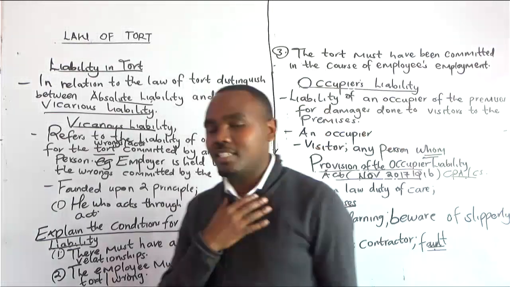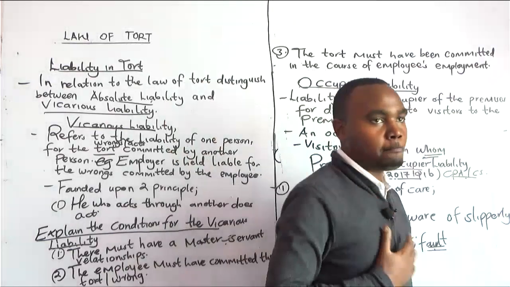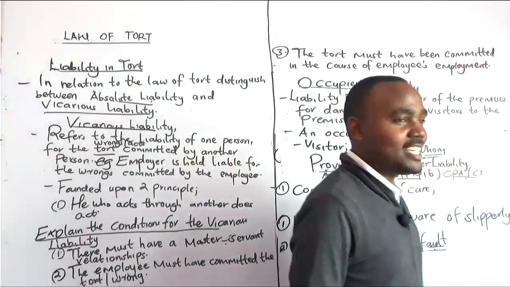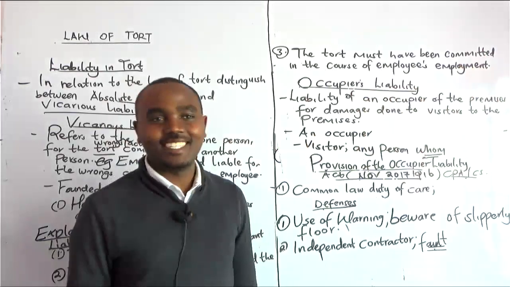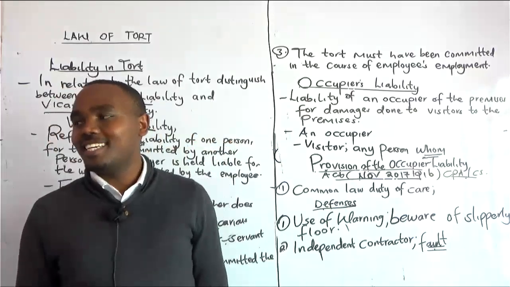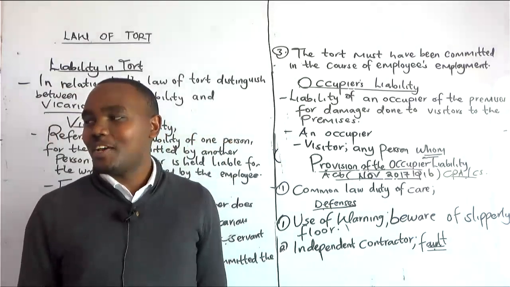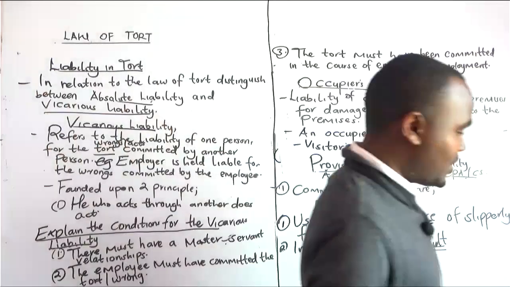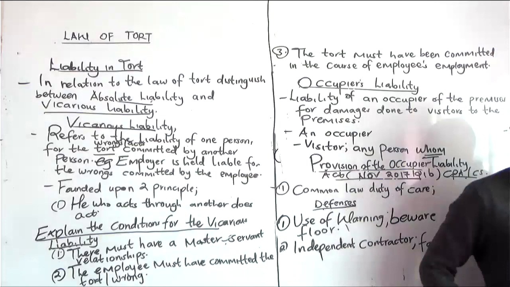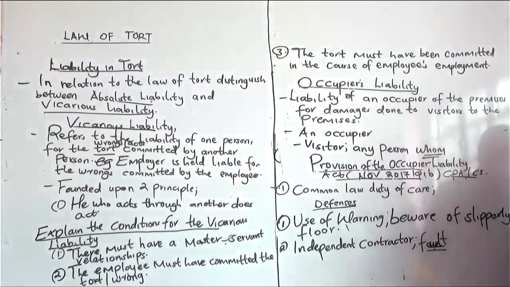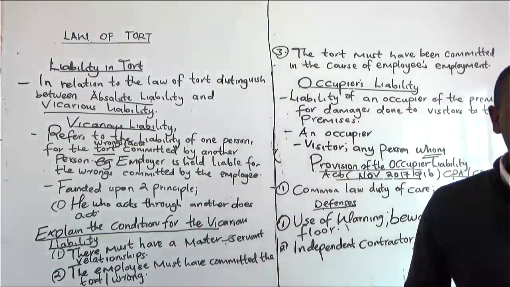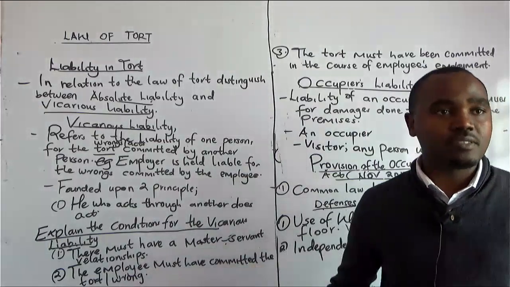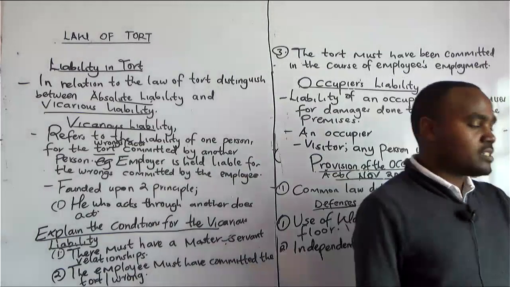A person who is in charge of maintenance and repair of a premises. We will be discussing who that independent contractor is. But basically, it's a person who is acting on his own terms of service, an independent person. He's working on his own terms and conditions.